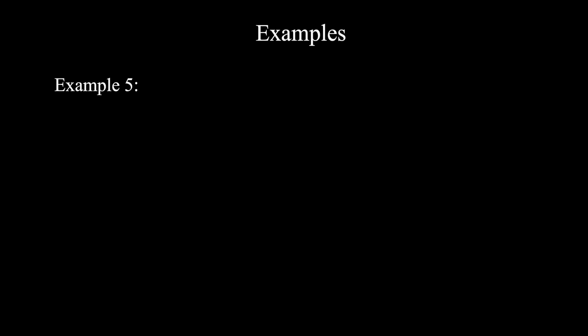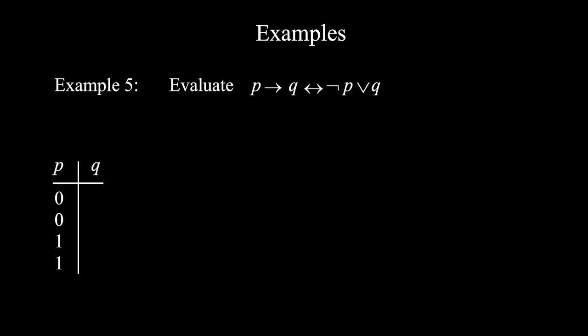Example 5. Evaluate P implies Q if and only if not P or Q. Following the hierarchy, we have to read this like this. There are two variables and so the combination of values is like this. In the third column, we evaluate P implies Q, which is the same as the truth table of the implication.